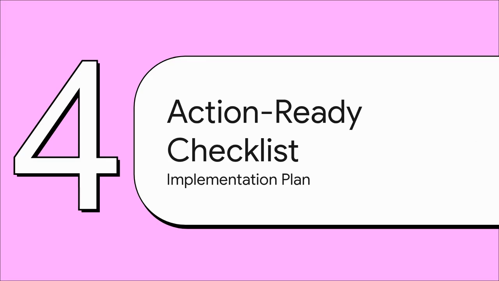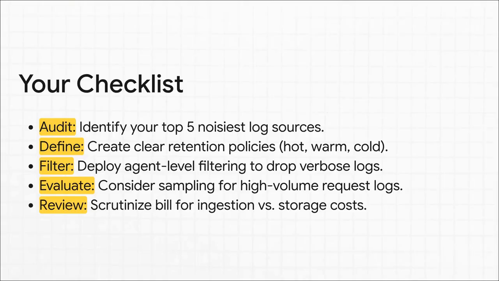All right, we've covered the problem, the strategy, and the platforms. Now for what I think is the most important part, putting it all into action. Here is your checklist to get started. This is what you can literally do tomorrow morning. Start by auditing. Find your top 5 noisiest services, because that's where the biggest wins are hiding. Then, define clear retention policies. Actively deploy filters to cut out the junk. Evaluate where sampling strategy makes sense. And finally, review your bill. Scrutinize it, understand exactly where the money is going so you know exactly where to focus your efforts.